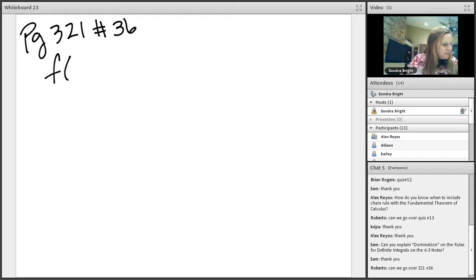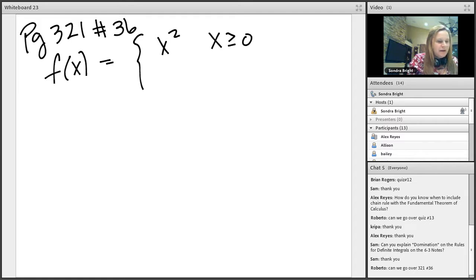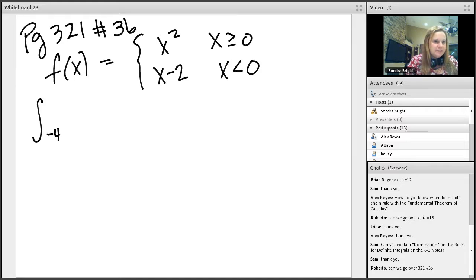All right, so it gives you this function. It is a piecewise function, x squared for when x is greater than or equal to 0, but x minus 2 for when x is strictly less than 0. It says it's discontinuous at 0, which is definitely true, but integrable on -4 to 4. And they want you to find the integral from -4 to 4.